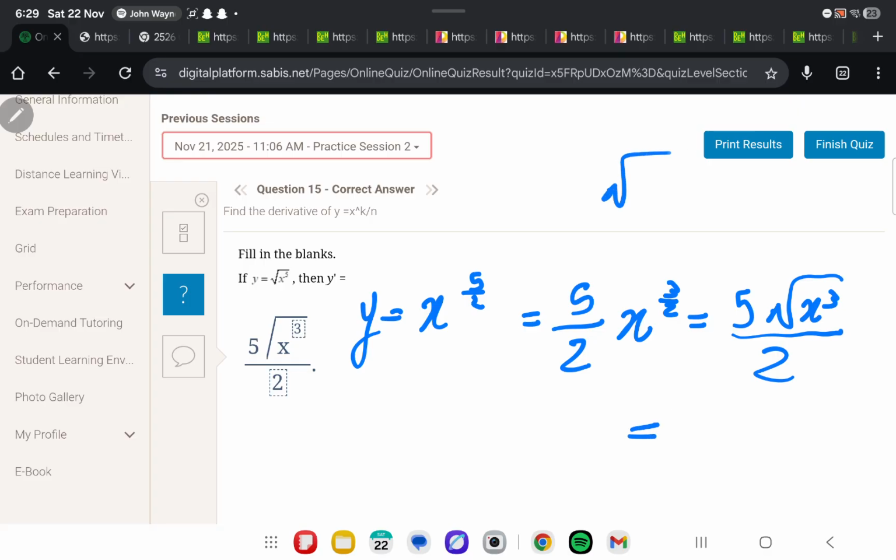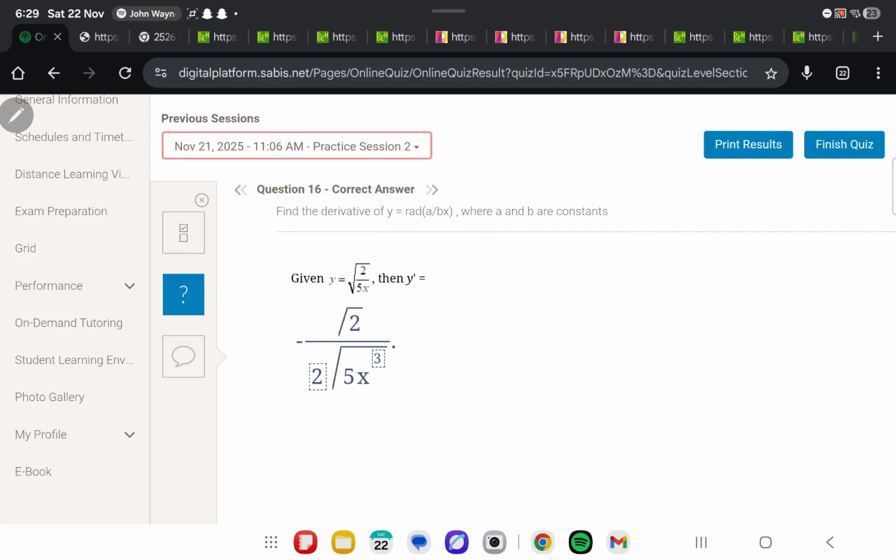Remember, take x cubed. This is the 2 here. It can be written as what? x squared times x. So you can take the x squared out. It'll be x to the power of 2 over 2, which is what? Just x. x radical x. So it'll be 5x radical x over 2. But here they didn't want you to do that. Stop here. Done.